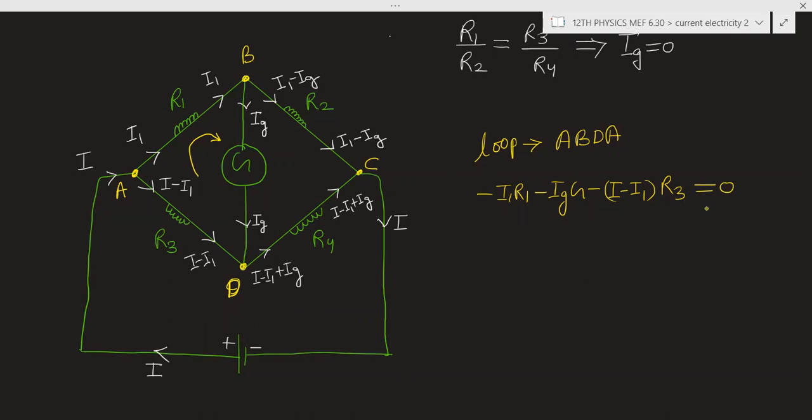Now we already know there is IG and this IG is equal to zero. Now you will put IG in this equation, then you will get minus I1 R1, and this IG is zero, so this whole term will become zero. You will get minus (I minus I1) into R3 is equal to zero. So this will become minus I1 R1 is equal to (I minus I1) R3.